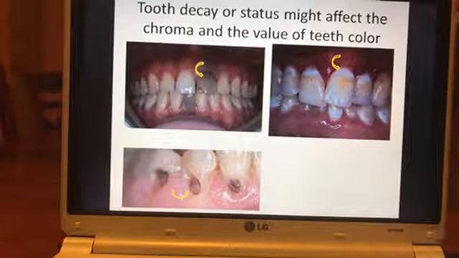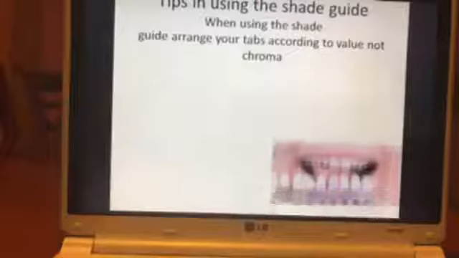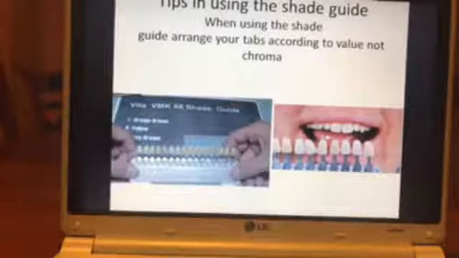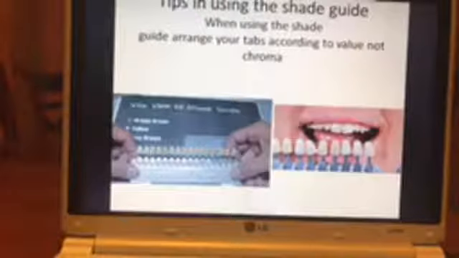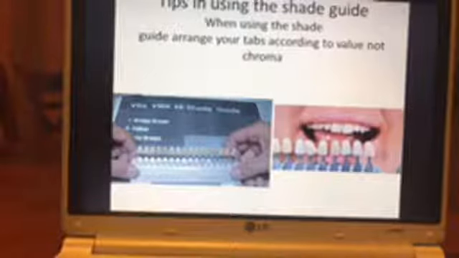So always the caries should be treated before the color selection. Some tips in using the shade guide. When the shade guide comes from the company, it's always arranged according to the chroma. A1, A2, A3, A4, B1, B2 over here.